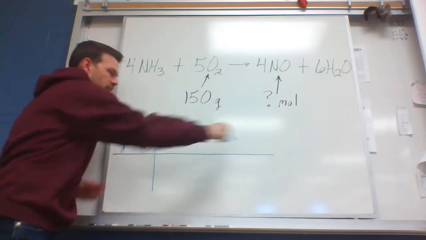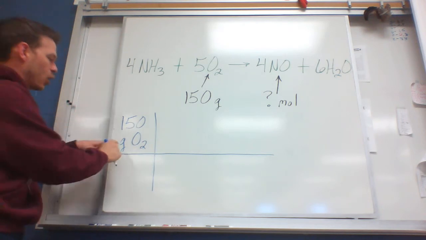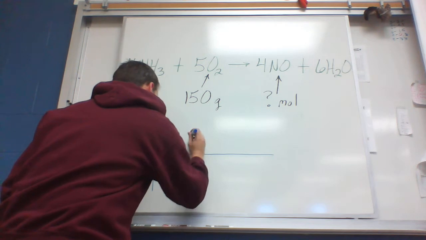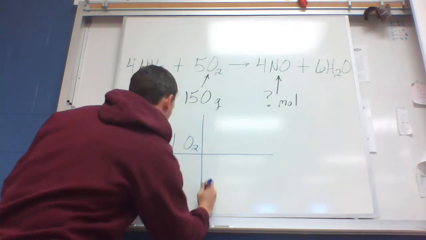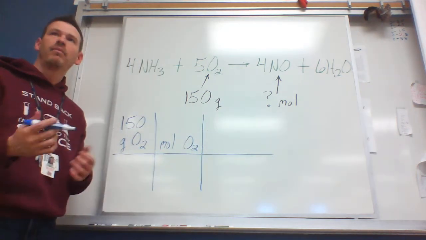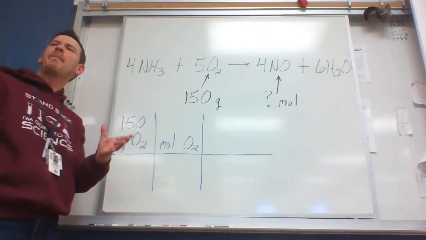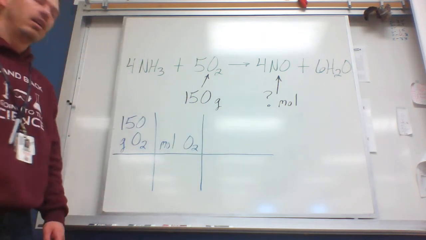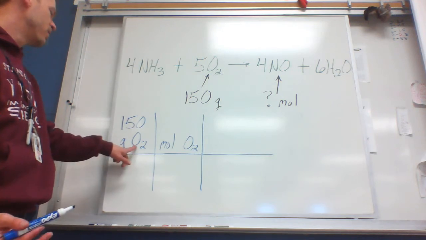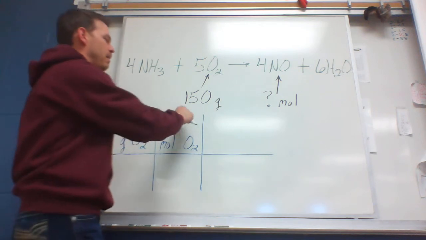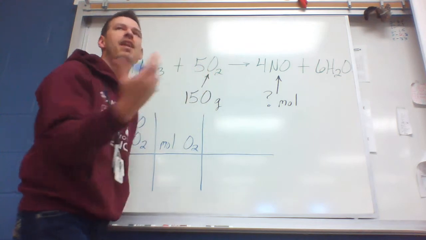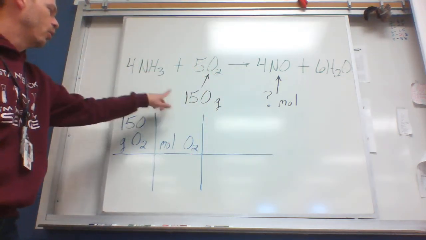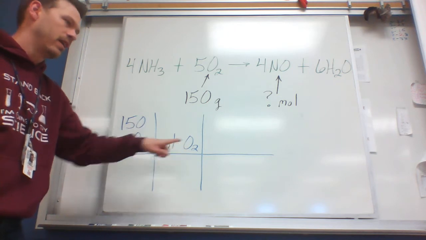So just right across the top of the grid, I don't want grams of O2. I want moles of O2. That'll be step 1 right there. You can see the steps by looking across the top of the grid. Step 1, grams of the given compound. When I say given, I mean the one connected to the given number. Grams of the given compound is going to go to moles of the given compound.